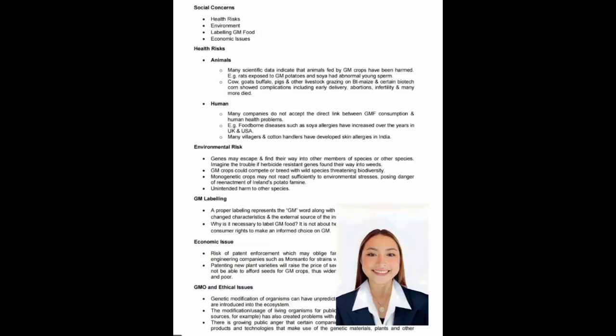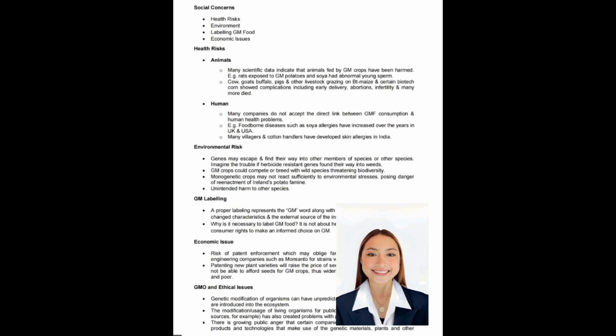The next is social concerns, health, trust. Like for example, cancer, where it is 50-50 whether you live or die. Then the next is the environment. Then the next is labeling of GMO genetically modified food, or economic issues. And then the next is health risk.